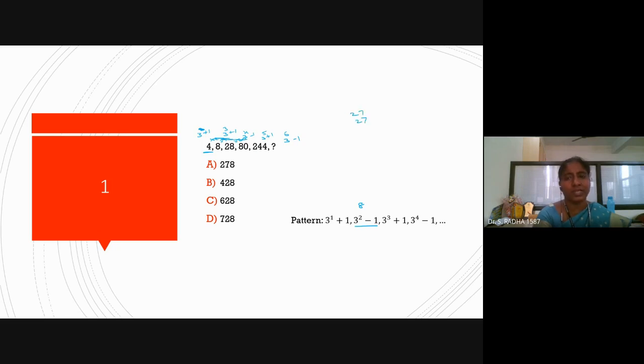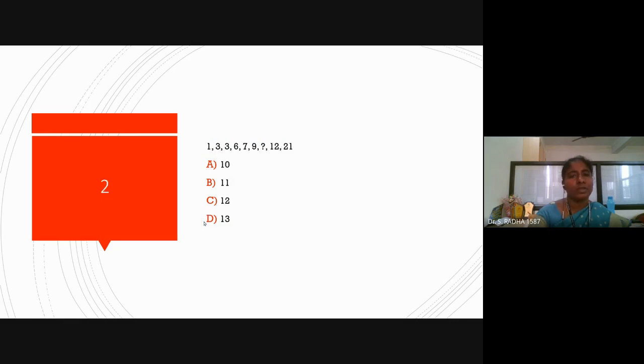27 into 27 is 3 power 6, which is 729. Minus 1 means 728. So 728 is the answer. This was the hint by the side, but we cannot always get a hint in the question paper. Just upon practice we will get ideas. 728 is the answer. Next problem.